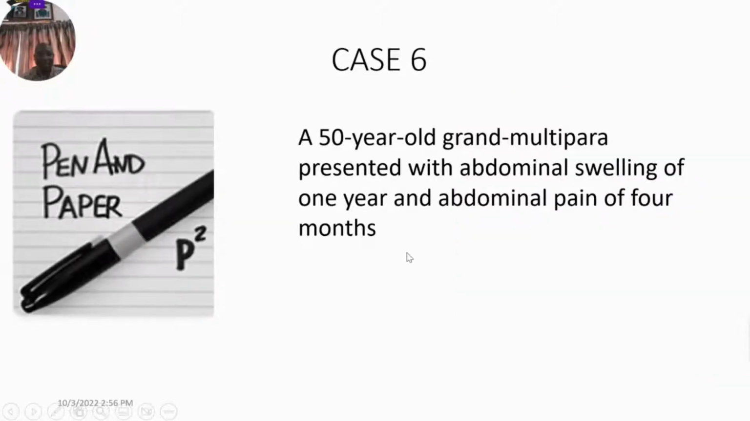Case number 6 was a 50-year-old grand multipara who presented with abdominal swelling of 1 year and abdominal pain of 4 months.